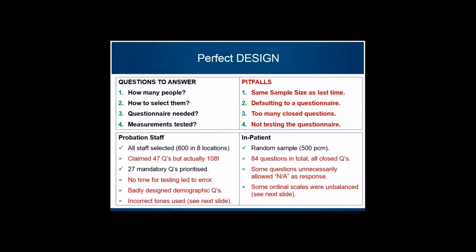Well, the probation staff in this particular case didn't have to ask the question of what the sample size was. It was everybody, 600 staff across 8 locations. What was interesting, though, was the number of questions, and this is something I see quite often. When I ask how many questions have you got in the questionnaire, in this case, they claimed there were 47. Well, actually, when you looked into it, it wasn't. There were 108 specific questions that people actually had to answer, because within, say, question 23, there'll be 23A, 23B, 23C, or there might be a pathway dependency.